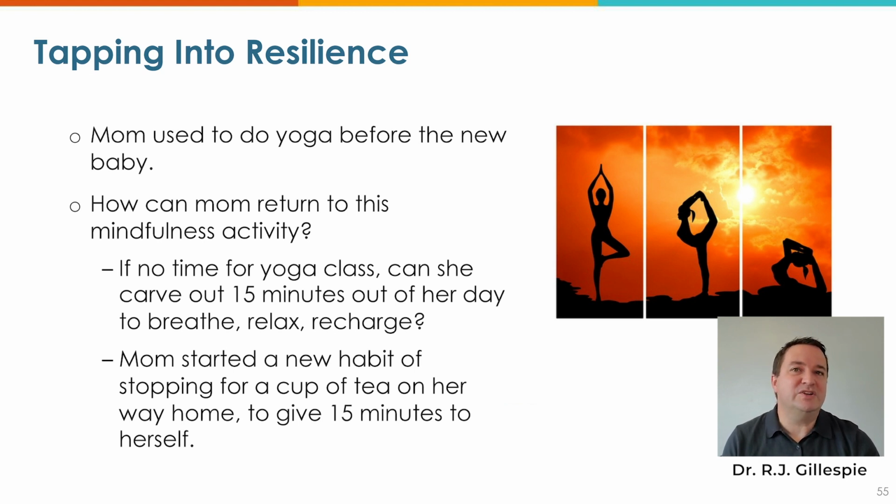And before the new baby, she used to do yoga and had some good self-care activities that she participated in. And so we talked a lot about how mom can return to a mindfulness activity. And now, obviously, with her schedule, things were a little bit difficult to think about scheduling an entire yoga class, for example. But we talked about how she could spend just even 15 minutes out of her day breathing, relaxing, and recharging. And so mom started a new habit of stopping on her way home from work to grab a cup of tea so that she could be a little bit more present when she got home, but also I think she understood now why she reacted the way she did to her crying baby.